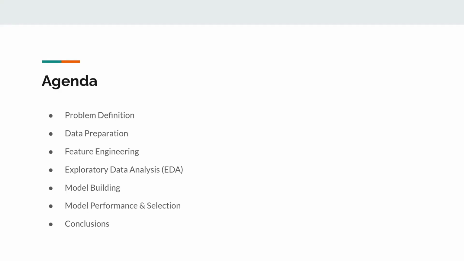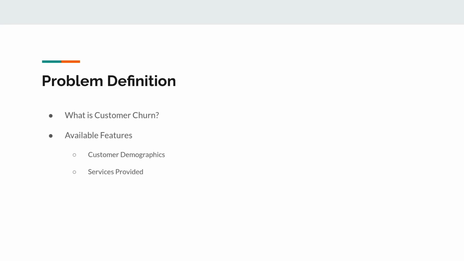Now, the agenda for today: we're going to be going over the problem definition. We're going to go over the steps that we took for data preparation and feature engineering. We'll also get into some exploratory data analysis and visuals that we made. Then we'll get into the actual model building process, followed by the model performance and selection criteria, and then finally the conclusions that we made about the model and the data set in general.